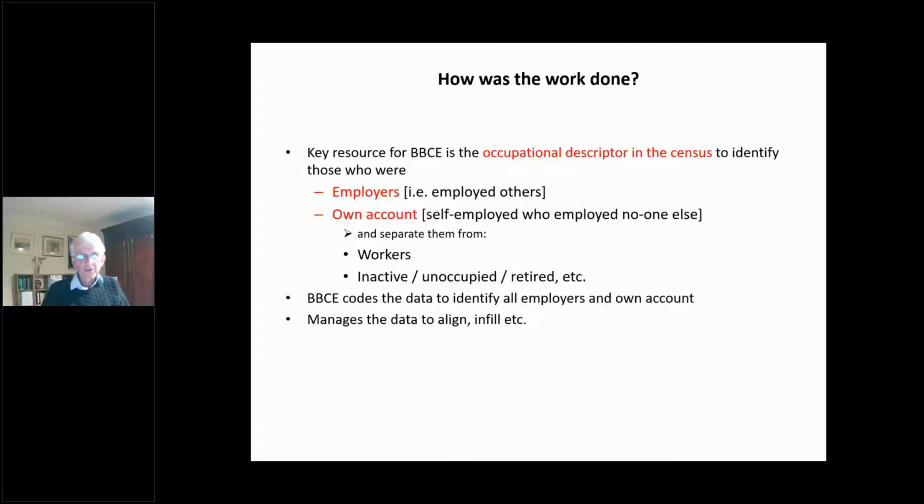And from that, we're trying to identify the employers that employed others and these own account people that just worked for themselves on their own, and to separate them from everybody else, the workers and the economically inactive, unoccupied, retired, scholars, and so on. And in this BBC census database, we've coded them all and identified them.